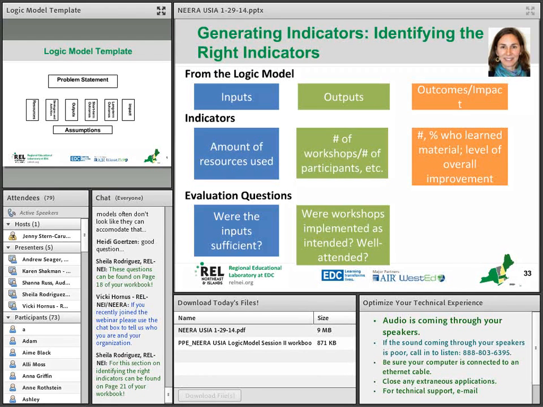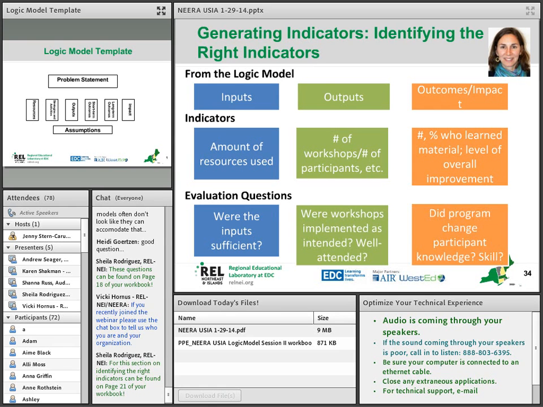So using the College Ready case, an evaluation question related to the output section might consider whether the workshops addressed the most relevant content or whether participation remained steady throughout the workshops. Did we lose parents in our parent workshop series as we went through? And really get at why that might be, and what's behind whether or not the program did what we intended it to do in terms of the activities that we designed.